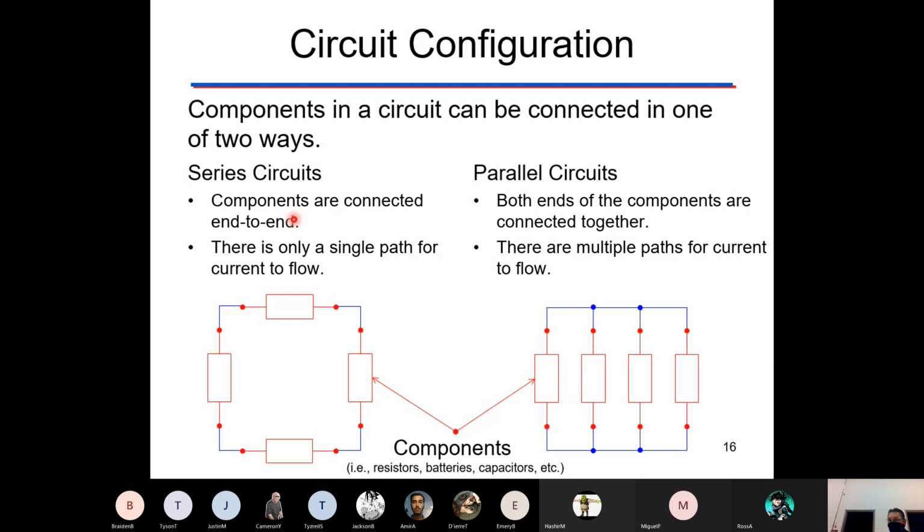So this one has each end connected to another end, and this one has all of the ends together. That's pretty simple, except that it's worded weird, so it becomes one of those problems that a lot of people get wrong.